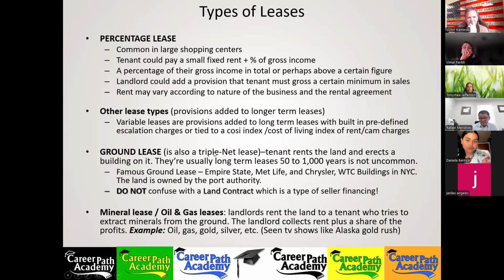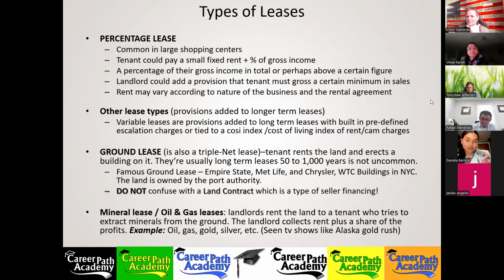All right, let's take a look at this. So we already went over percentage lease. So now here's just my slide with my direct, straightforward explanations. That it's common in large shopping centers. The tenant could pay a small fixed rent plus a percentage of their gross income in total, or perhaps above a certain figure. And the landlord could add a provision that the tenant must gross a certain minimum in sales. The rent may vary according to the nature of the business and the rental agreement.